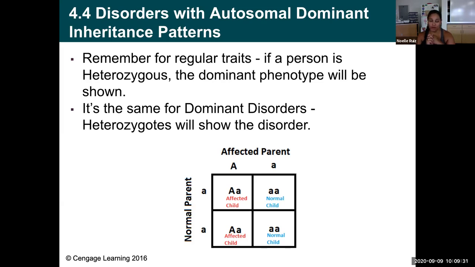So if you have a normal parent and an affected parent, like in the Punnett square right there, that capital A is what carries the disease. So if the children end up with the capital A from the affected parent, they will have the disease. They only need one because it's a dominant disease. The dominant will mask the recessive, and in this case, the dominant is the disease. The recessive is healthy. The healthy gets masked or hidden.